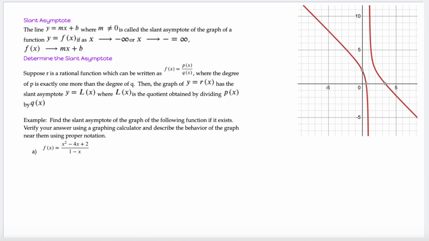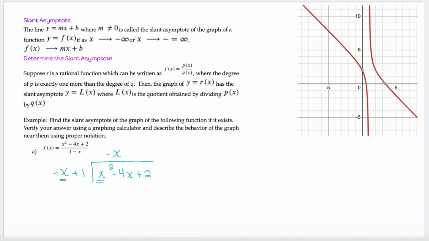So I'm going to start off by taking x squared minus 4x plus 2, and I'm going to divide that by negative x plus 1. Notice how I wrote it in descending order. And we're going to utilize our long division process. I have negative x. I want to make it look like x squared. So negative x times negative x would give me positive x squared.